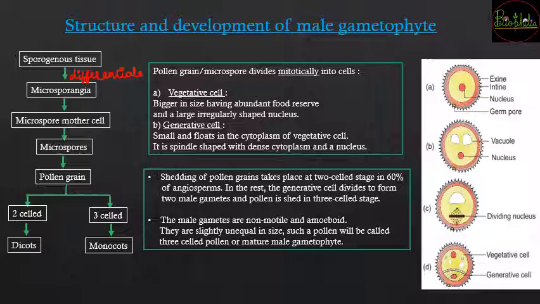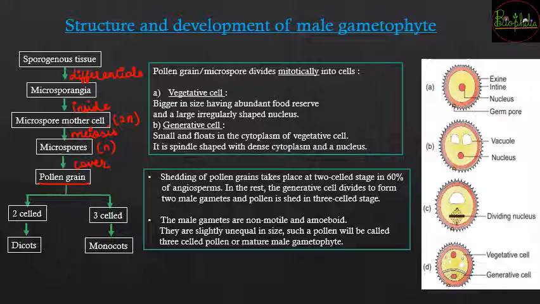Now inside the microsporangia are the microspore mother cells. Now these microspore mother cells are going to be diploid in their condition. Now these diploid microspore mother cells, when they undergo meiosis, are going to produce haploid microspores. Now these haploid microspores, when they get covered with sporopollenin, are going to form the pollen grains.